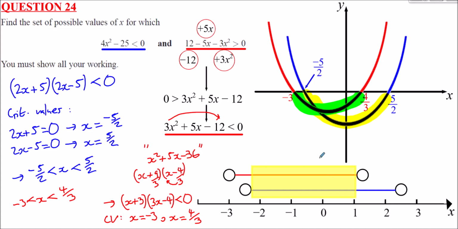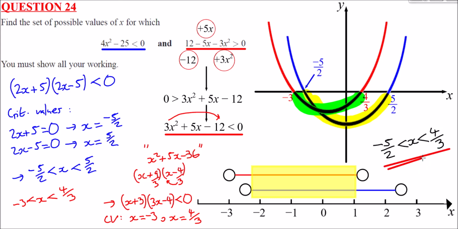So therefore, we need to write down that x needs to be more than -2.5, or -5/2 if you want to use a fraction, all the way up to, but not including, this bit here, which is 4/3. And that's the last question sorted. Whoops, made a mess of that one. That's the last question done, therefore the whole paper has been completed.